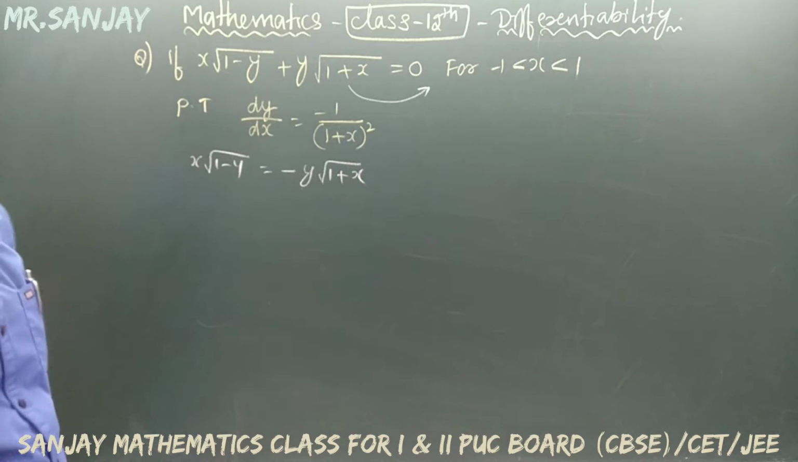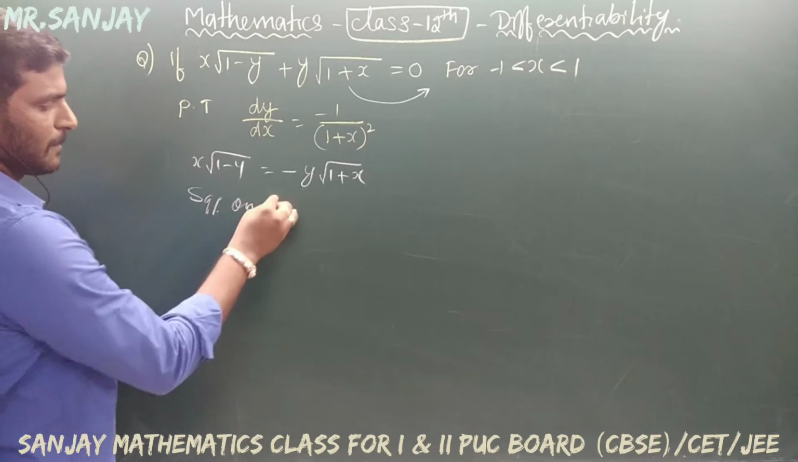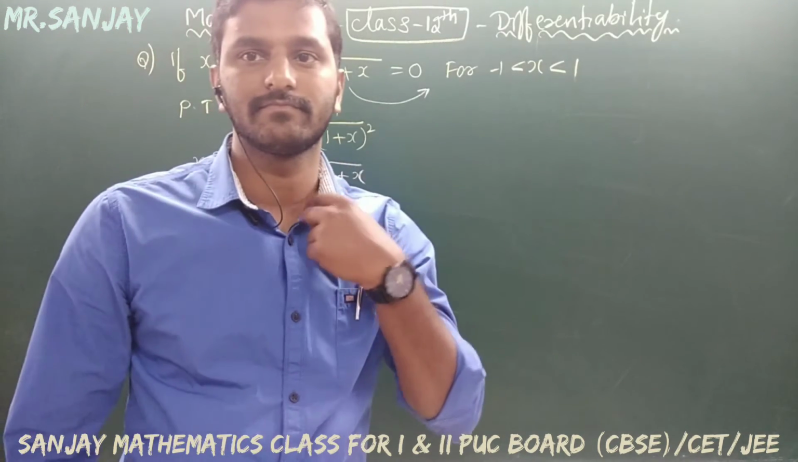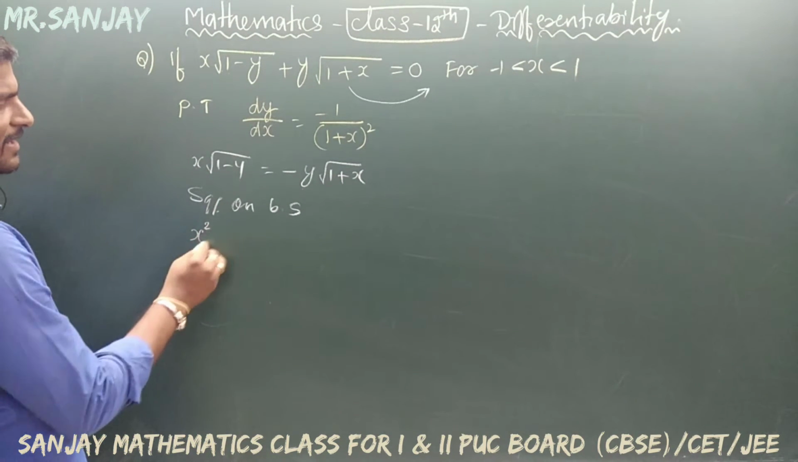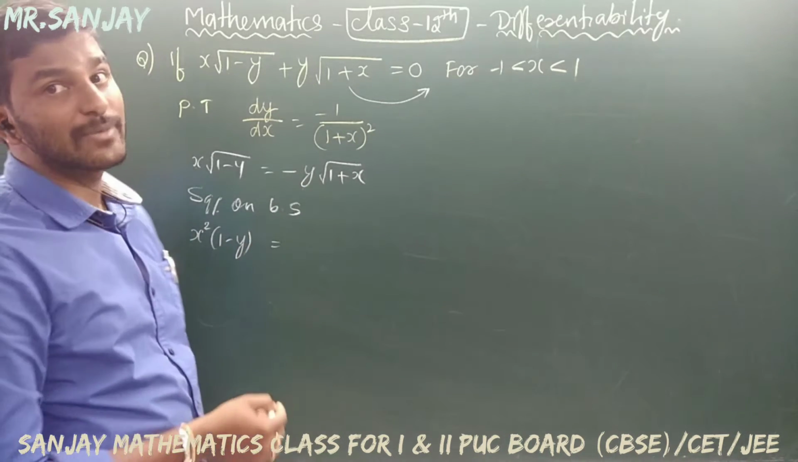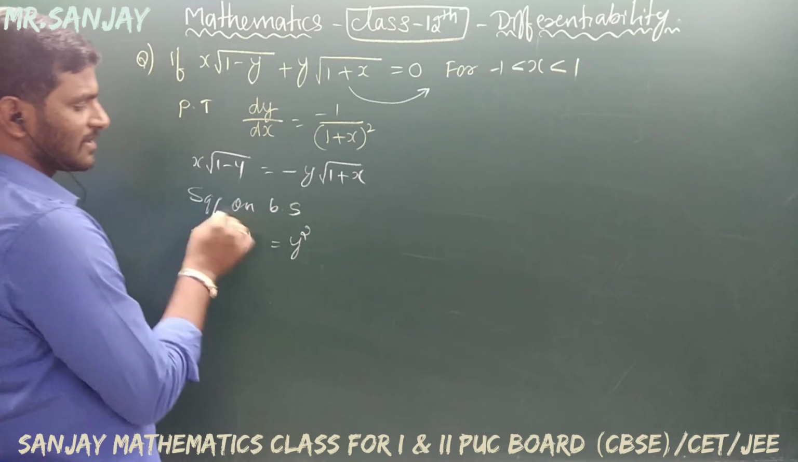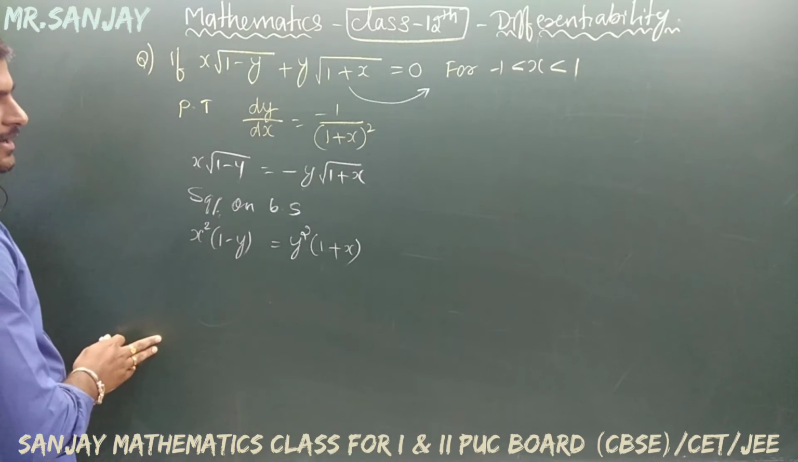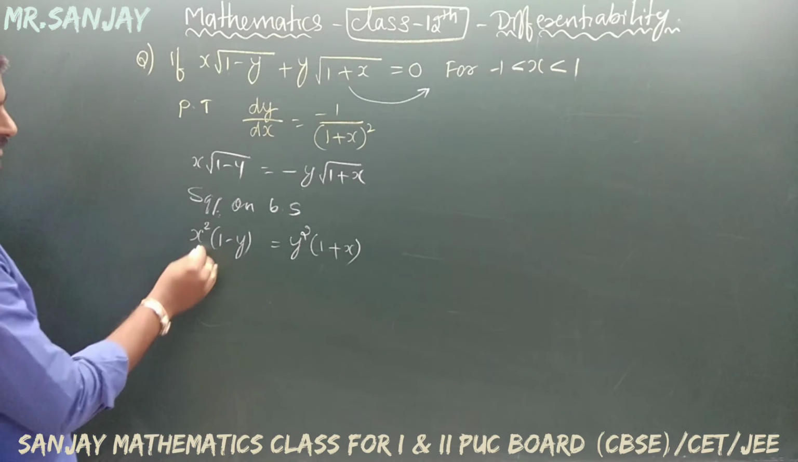Any doubts? Now do the squaring on both sides. If you square both sides, what answer are you getting? x square into 1 minus y. And what about the right side? Is it plus y square or minus y square? No, y square, because we are squaring both sides. y square into 1 plus x. Clear? Now separate the x variable and y variable.